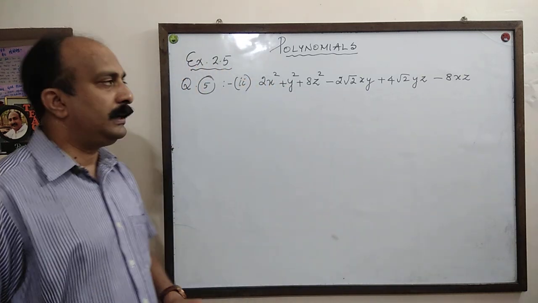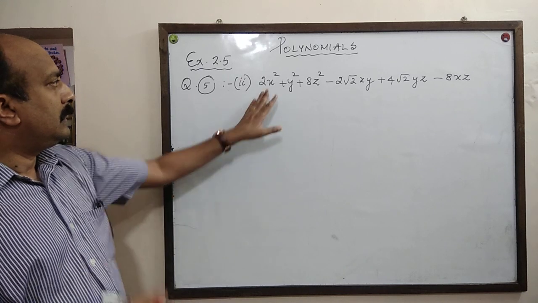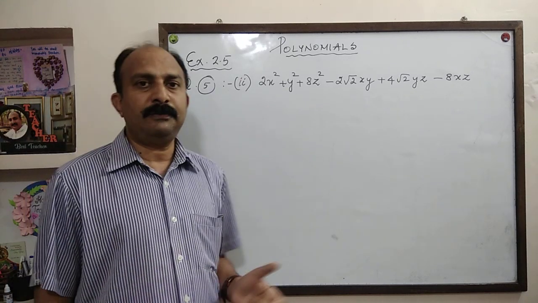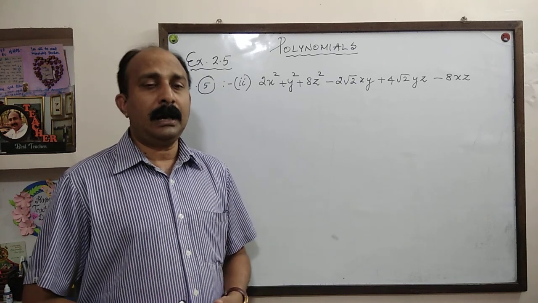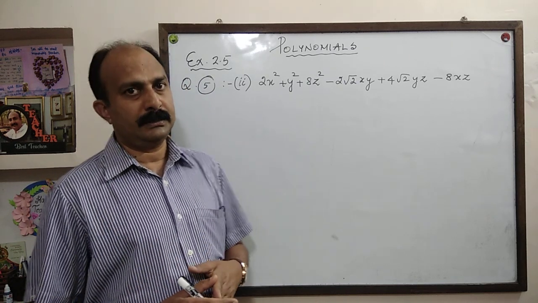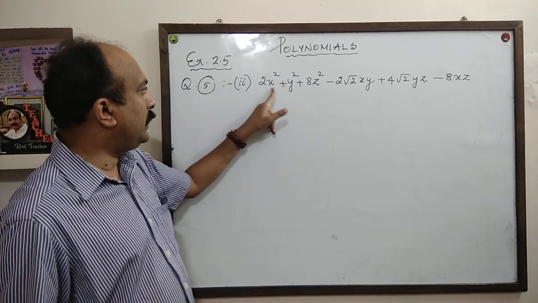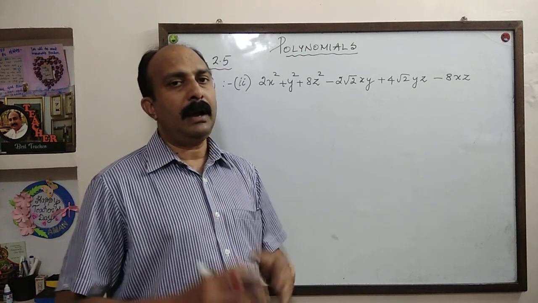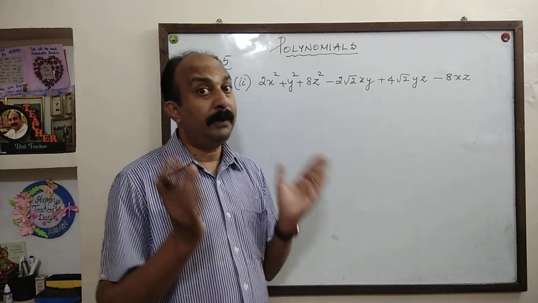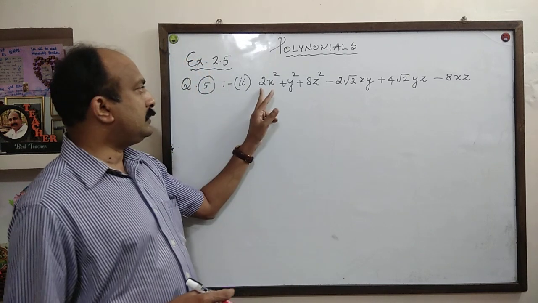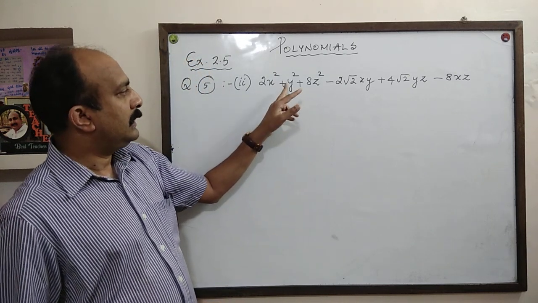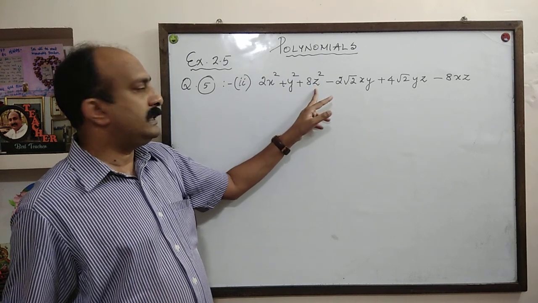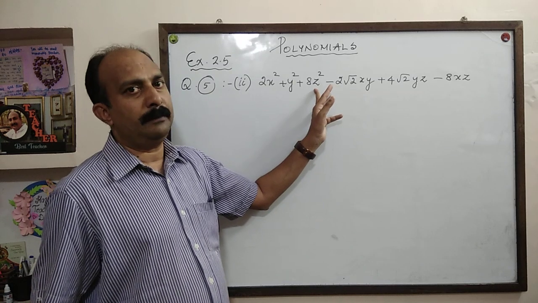See, what is different here is the first three terms. In the previous question, the first three terms were clearly visible as perfect square numbers. But here, 2x square, y square, 8z square, none of them appears in the form of perfect square numbers. 2 is not a perfect square. Here of course, y square is a perfect square, y the whole square. But 8 is also not a perfect square number.